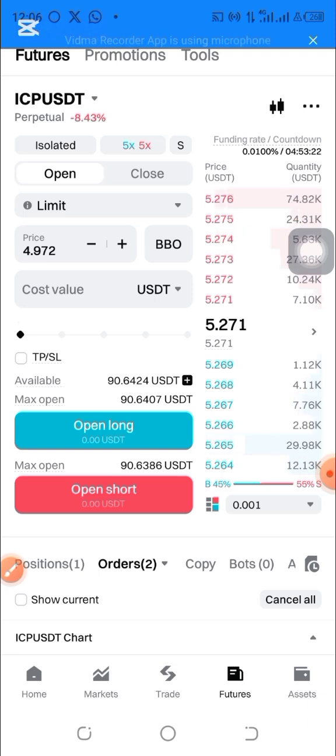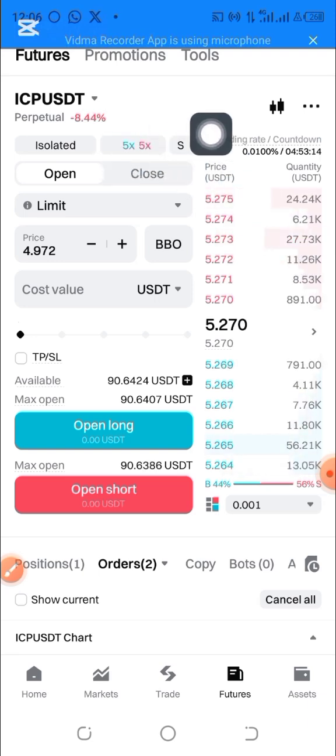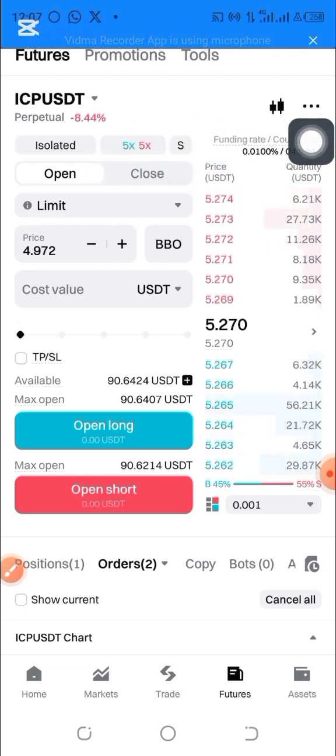Now if you are a new beginner, you are advised to always stick to 3x to 5x max. Stick to 3x to 5x max for your future trading.